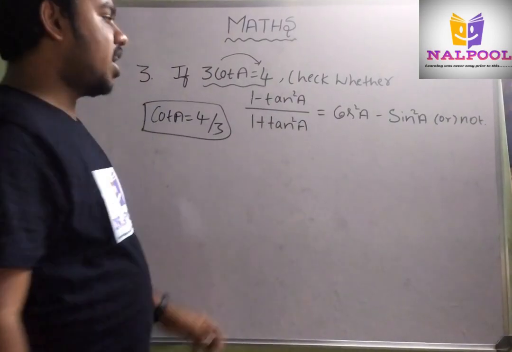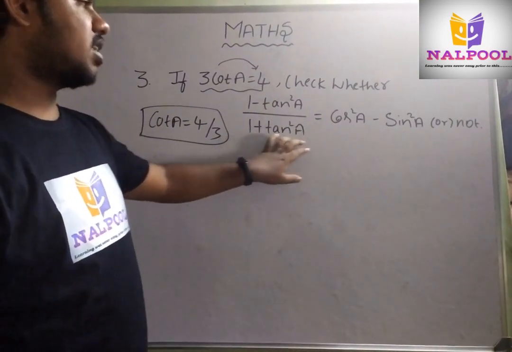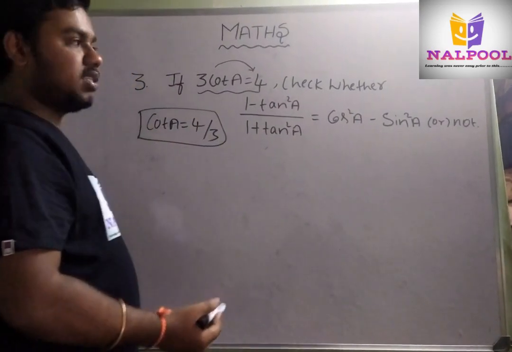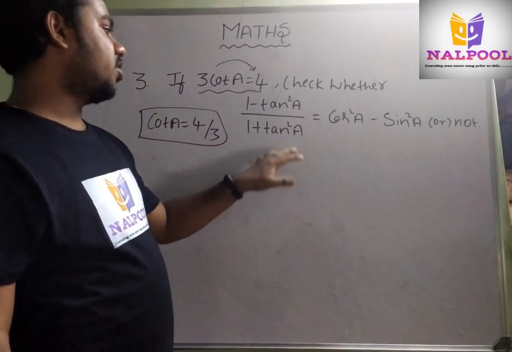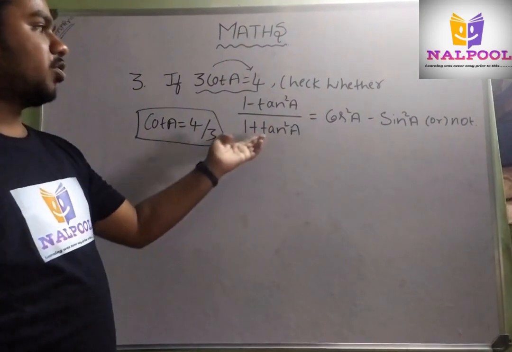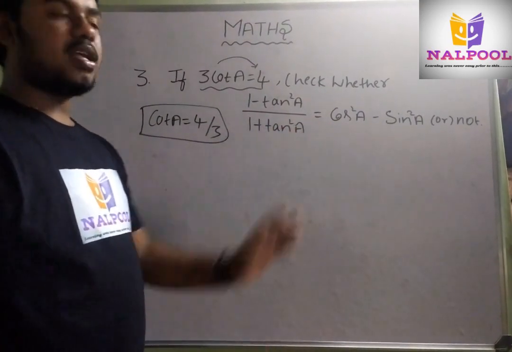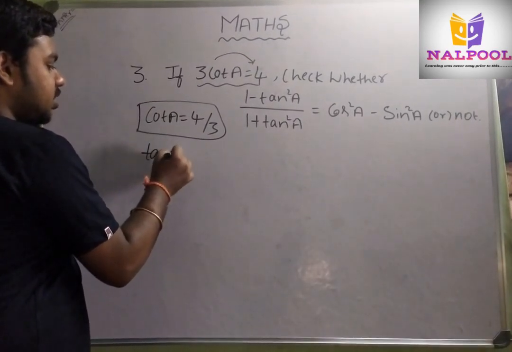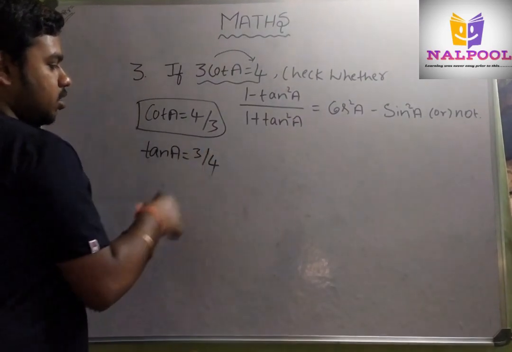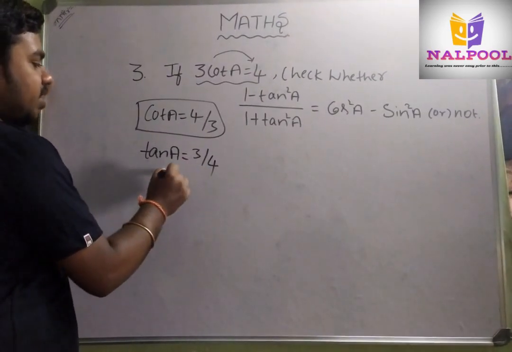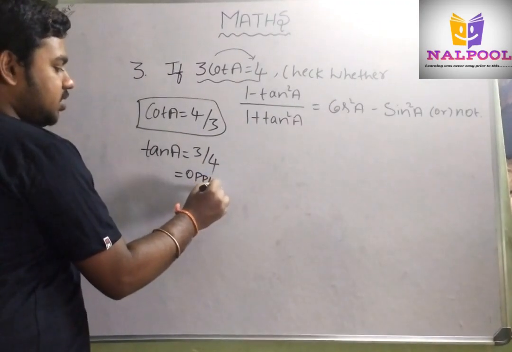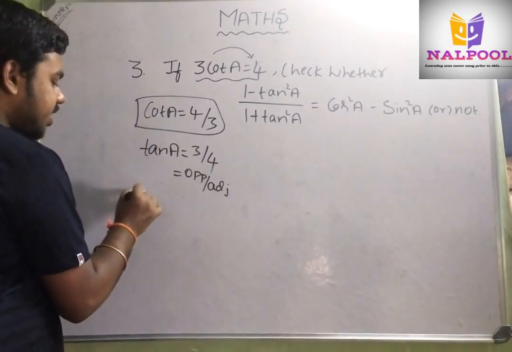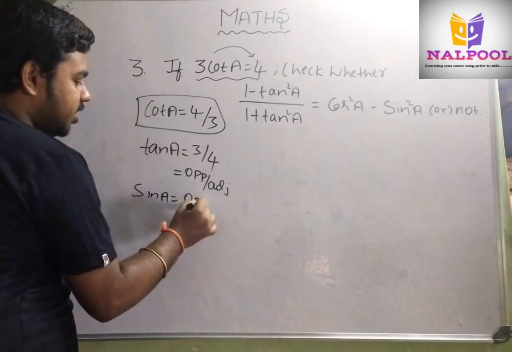We have to find LHS and RHS. For finding LHS and RHS, we need which ratios? Tan A we need for LHS, cos A and sin A we need for RHS. So first we will find these ratios and then we can substitute in the equation for LHS and RHS. We will get the result. If cot A is 4 by 3, then tan A will become how much? Reciprocal of cot A is 3 by 4. Tan is defined by which one? Opposite by adjacent. We need cos A and sin A, no? Sin A is defined by opposite by hypotenuse.